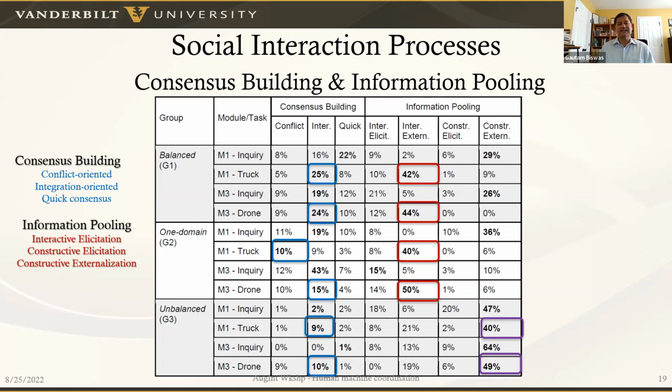one domain group initially, because they lacked knowledge in physics, there were a lot of conflicts. One of the students would propose doing something, and the other one would challenge him. But I think it was useful because that helped them learn the physics. When it got to information pooling, there was a lot of interactive externalization. One of them would say something and then there would be a discussion about it.